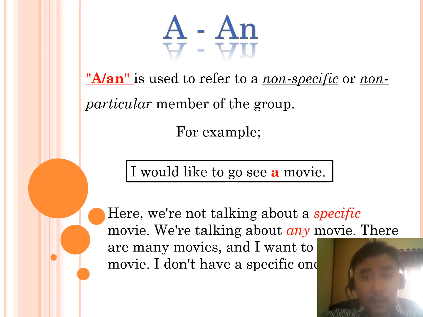Nah, contoh kedua, I would like to go see a movie. Here we are not talking about a specific movie. Di sini kita tidak bicara tentang satu film yang spesifik gitu loh. We are talking about any movie. Kita bicara tentang film apa saja. Jadi saya pengen pergi nonton film. Filmnya film apa saja gitu. Jadi tidak menyebutkan satu bentuk film yang tertentu. So we cannot mention or state any single particular movie here. Seperti itu.